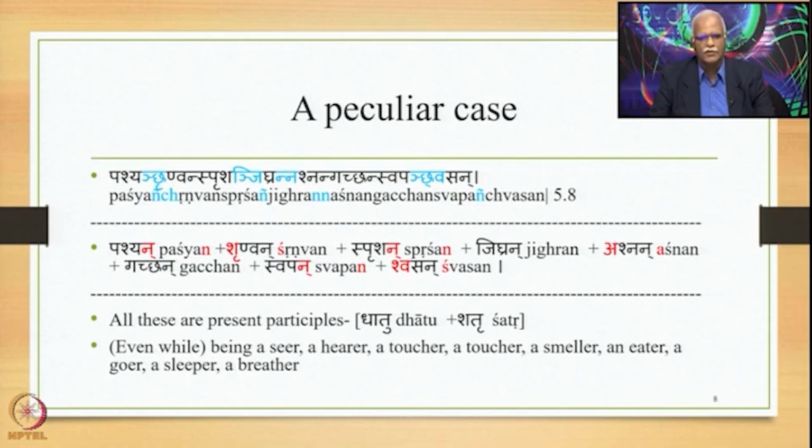Naiva kinchit karomiti, yukto manyat tatvavit, pashain shrunvan sprashain jighran nashnan gachan swapan chvasan. And the meaning that you see recorded in various translations resembles something like this. Even while being a seer, a hearer or a toucher or a smeller or an eater or a goer or a sleeper or a breather.